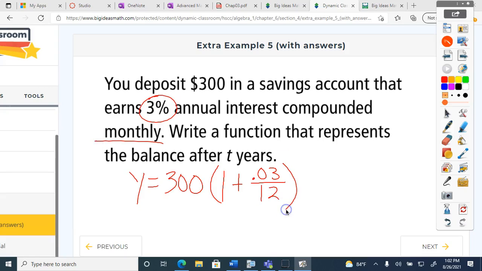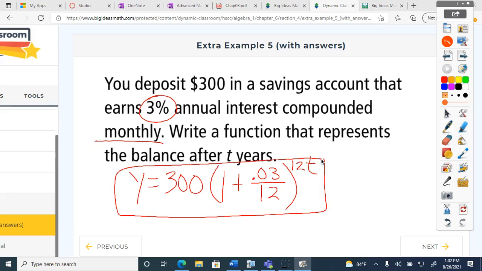Can we do yearly? You can. If you do yearly, what's N going to be? Just one. That means you're only compounding it one time a year. That makes sense? All right. For monthly it's 12, to the 12t power.